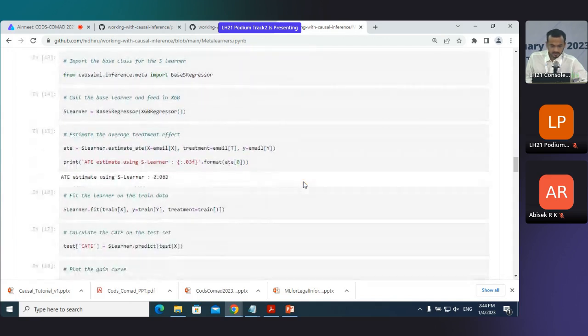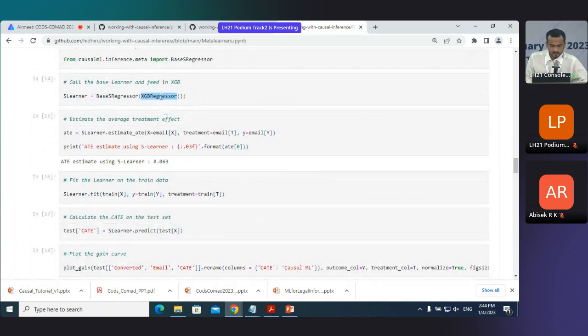So we use the Causal ML library. This is developed by Uber. It's a pretty interesting and powerful library. So we have this regressor called the base S regressor. We would initialize the regressor by passing in any of the regressors, sklearn regressors or XGBoost. So we use the XGBoost regressor here, and we can estimate the average treatment effect by calling the estimate_ate method. So we pass the X, the treatment, and Y, and it returns the treatment effect.